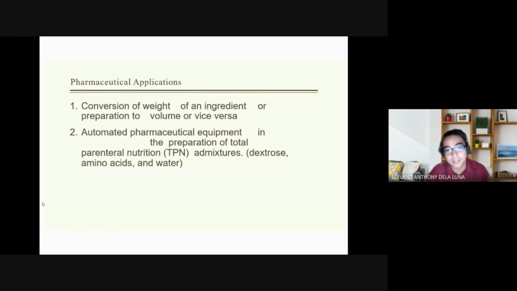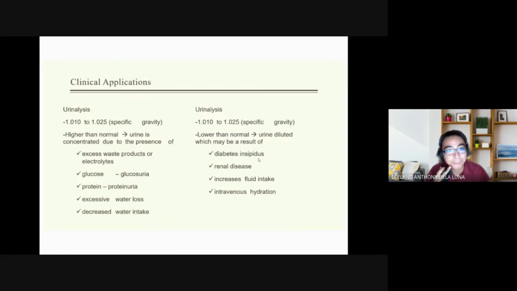So, automated pharmaceutical equivalents in the preparation of total parenteral nutrition admixtures. Oftentimes, class, gumagamit tayo dito ng specific gravity to convert these amounts, like dextrose, amino acids, and water. Usually kasi, class, in milligrams i-order ng doktor. I need 10 milligrams of dextrose, 5 milligrams of amino acids. Class, ang preparation na meron nito sa butika natin is in ml. Volumes ang given dito. So, you need to know how to convert it into its volume counterpart. Okay? Para mapag-prepare tayo.